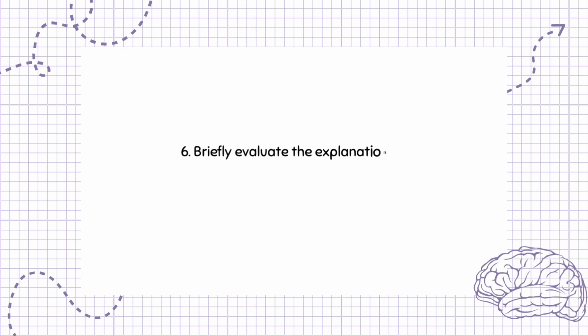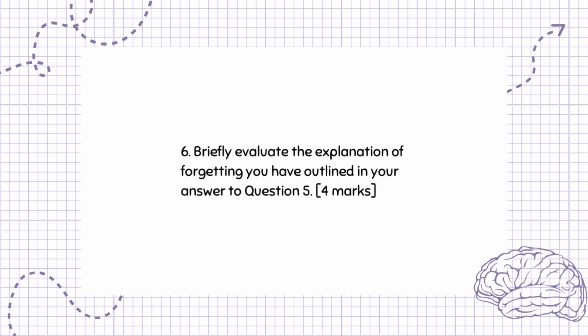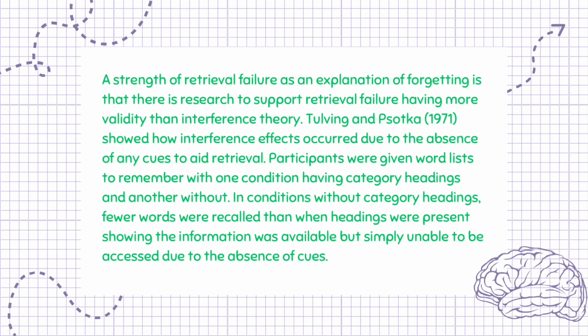Question 6. Briefly evaluate the explanation of forgetting you have outlined in your answer to question 5. 4 marks. A strength of retrieval failure as an explanation of forgetting is that there is research to support retrieval failure having more validity than interference theory. Tulving and Psotka, 1971, showed how interference effects occurred due to the absence of any cues to aid retrieval. Participants were given word lists to remember, with one condition having category headings and another without. In conditions without category headings, fewer words were recalled than when headings were present, showing the information was available but simply unable to be accessed due to the absence of cues.